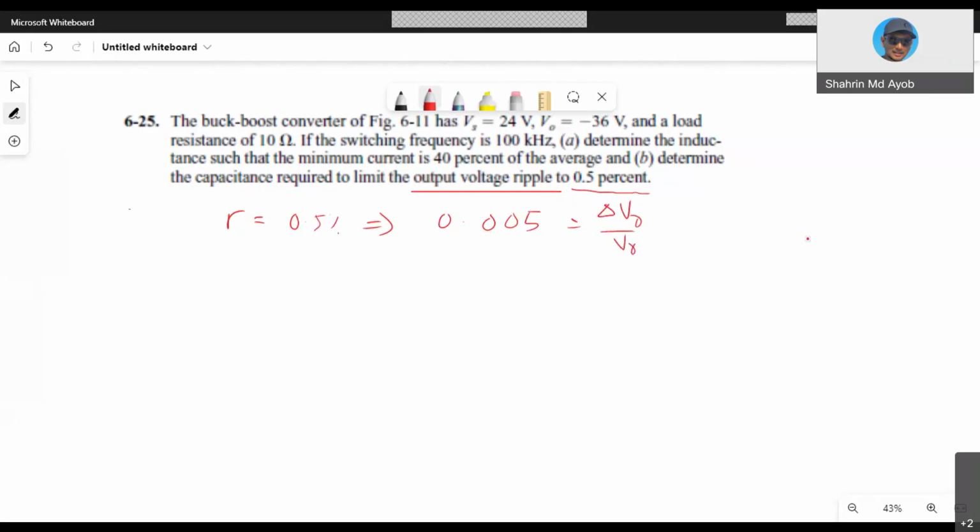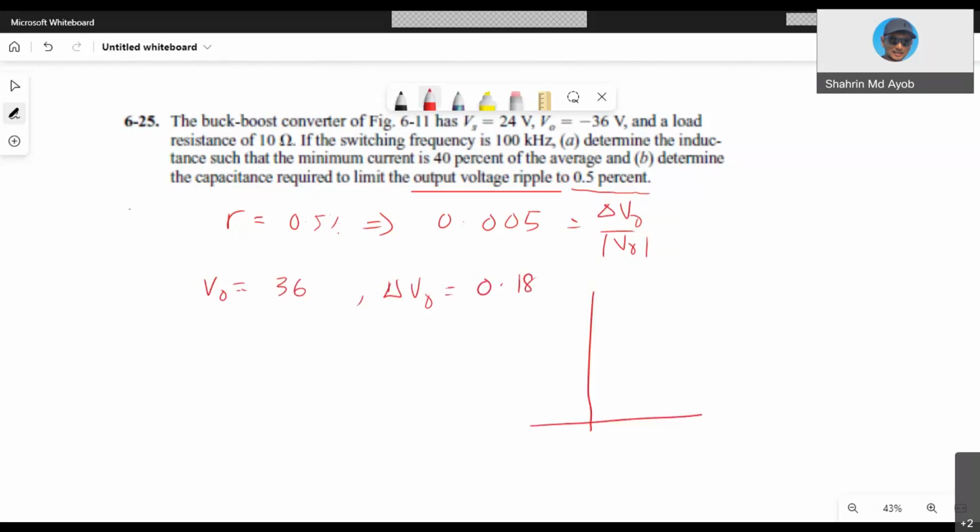So from here we know that your V out is 36. We use the modulus, we ignore the polarity. So V out is 36. From that you can calculate your delta V out. So 0.005 multiplied by 36, how much? 0.18.